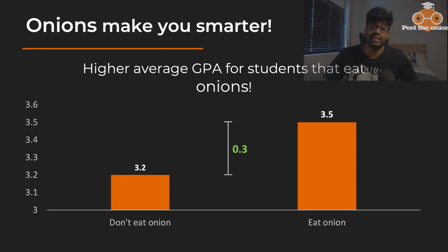Now, the first thing that the survey data suggested was that onions make you smarter. What a coincidence. I mean, this channel's named Peel the Onions, so this channel must make you smarter also.